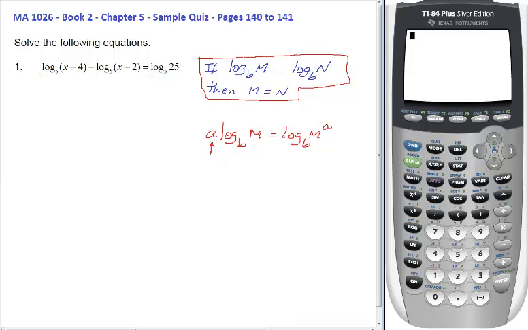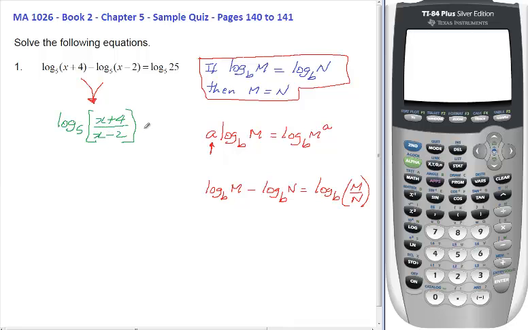Next, once I've checked that, I'm going to bring these together as a single log. The rule I'm using, of course, is this: if you have log base b of some value, subtract log base b, the same base, of another value, that means you can divide those. It's called the quotient law. So this becomes log base 5 of x plus 4 over x minus 2. Now it's a single log, isn't it?